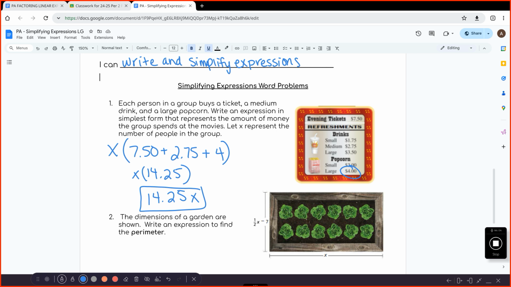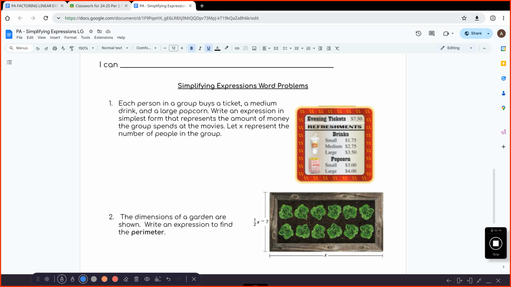So $14.25 would be the cost for one person. Since we don't know how many people are there, right? That's being represented with X. You would have to multiply 14.25 times the number of people, or times whatever X is.